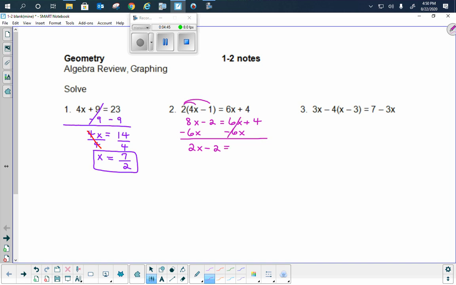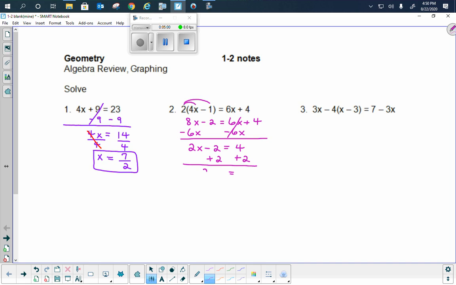These are canceling. You're left with just 4 on the right-hand side. Now that I've taken care of the x's, I want to go ahead and take care of the constants. So I'm going to add 2 to both sides to make it disappear on the left side. So here's my equal sign.